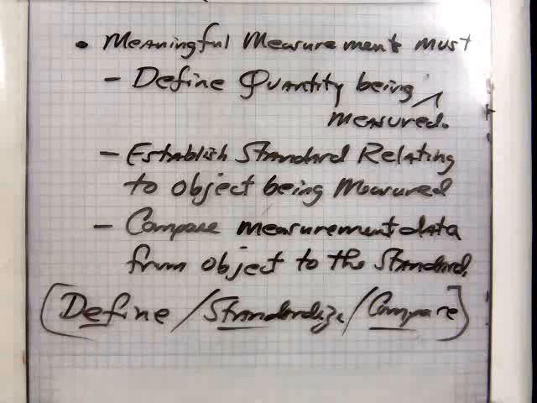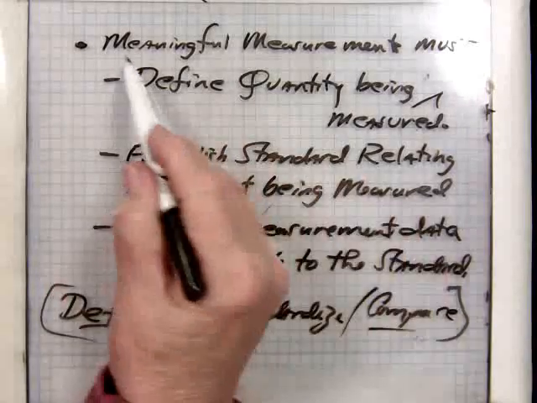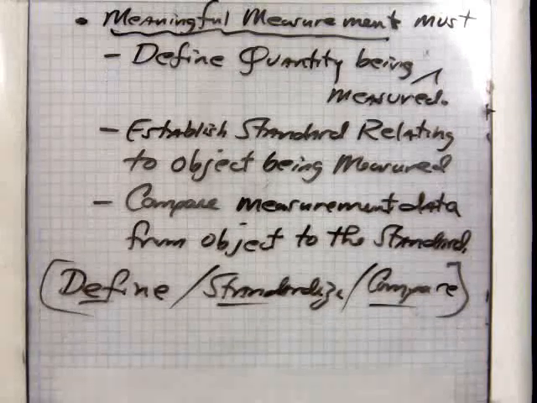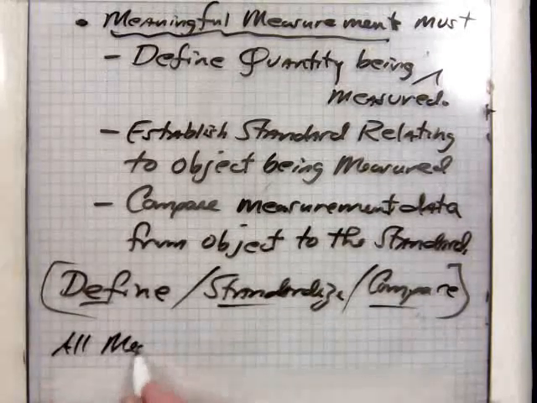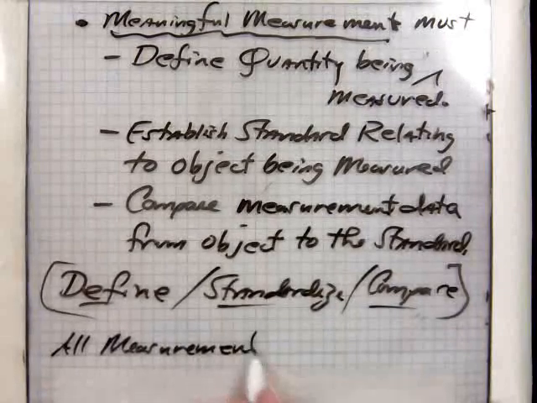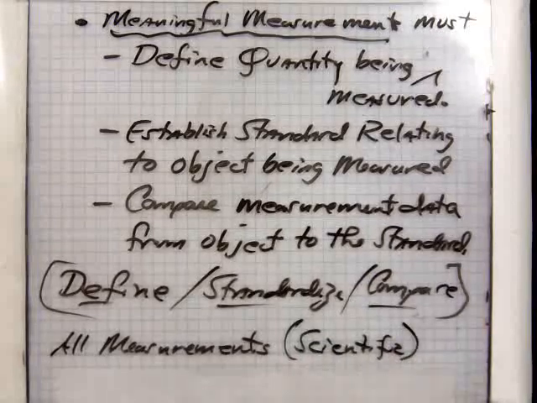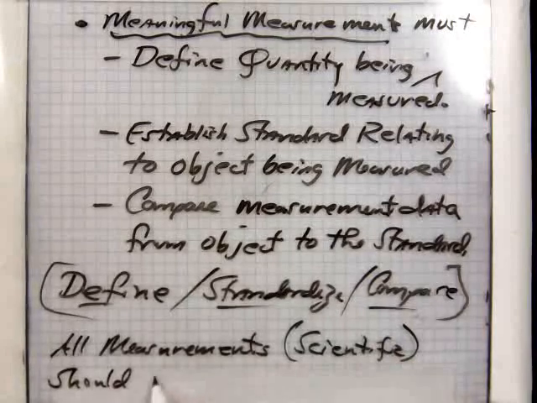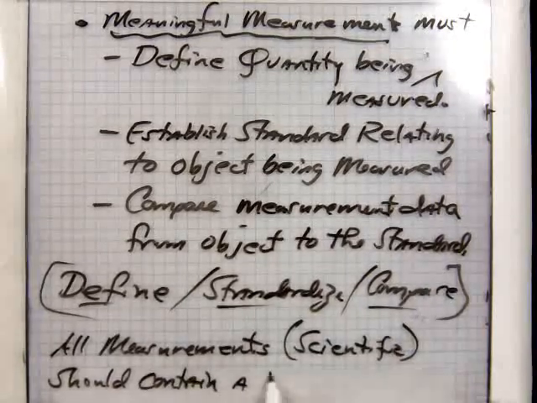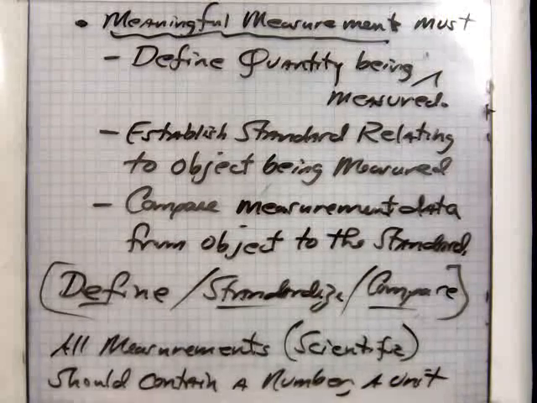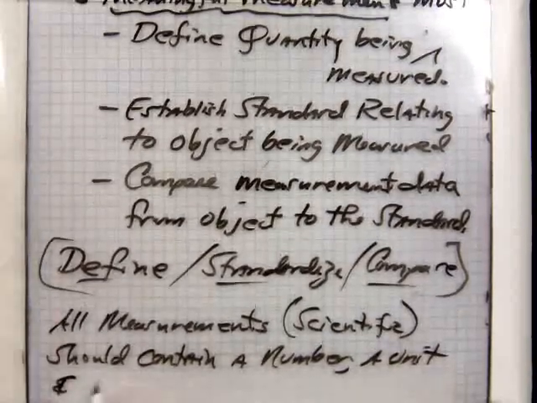notations right now. Because any measurement contains 2 things that conform to this idea, because it's a meaningful measurement. Measurements must have meaning. And they require items for any measurement. All measurements, scientific primarily, should contain a number, a unit, and an uncertainty factor.